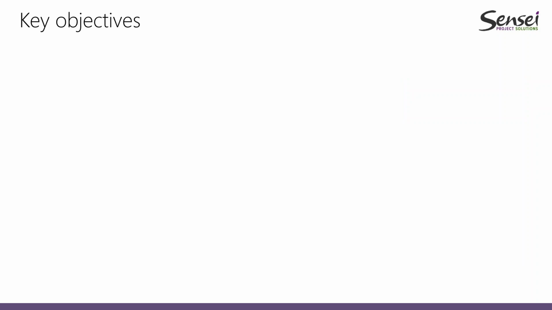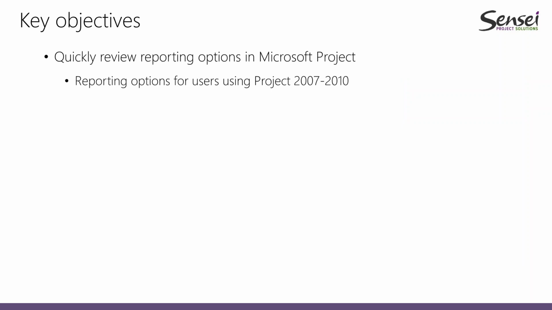So moving forward, to get started with our main topic for today's session, I would like to share the key objectives for today. Today we will be quickly reviewing the reporting options in Microsoft Project Desktop. We will be talking about the options for people who are still using Microsoft Project 2007 or Microsoft Project 2010. We will be talking about the reporting options for those who are using the newest versions of Microsoft Project, and here I am talking about Project 2013 or Project 2016.